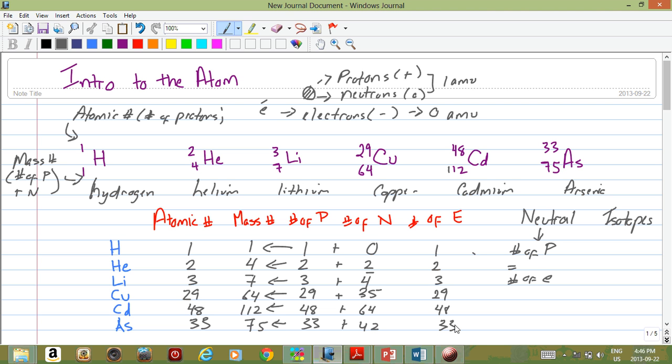Now you may notice that when you look at the periodic table, the mass number isn't exactly a whole number. It might be, for example, hydrogen 1 point something, or helium would be close to 4, and lithium would be close to 7. I believe it's like 6.9. And that's because there are things called isotopes. So what an isotope is, basically, is an element that has a different number of neutrons.